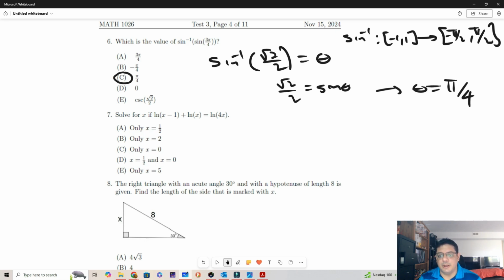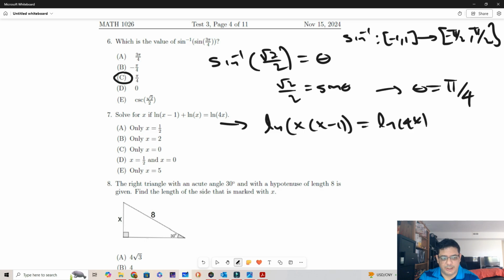Now, question number 7 is asking me about a log equation. We want to solve for x if log of x minus 1 plus log of x equals log of 4x. As you know, for solving this, you have to consolidate the logs. So this is going to be log of x times x minus 1 equals log of 4x. And then at this point, you can apply exponential to both sides to cancel out the log.